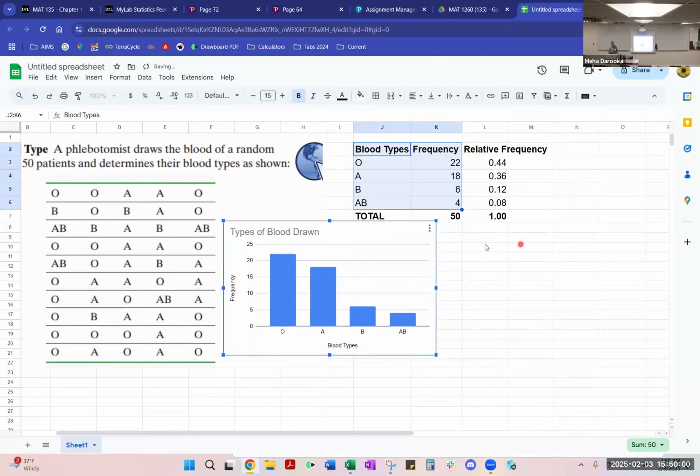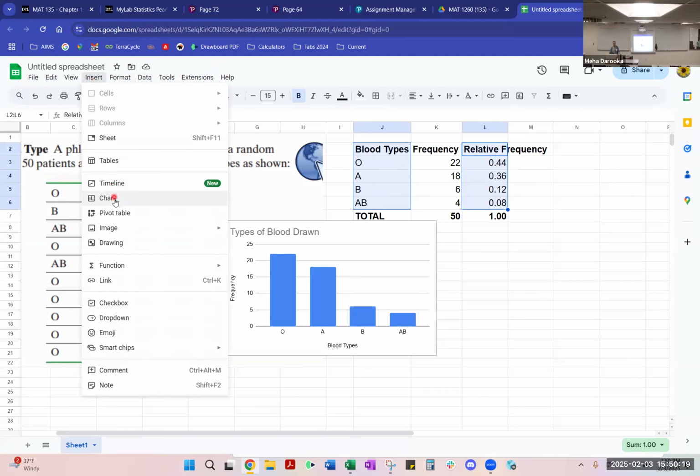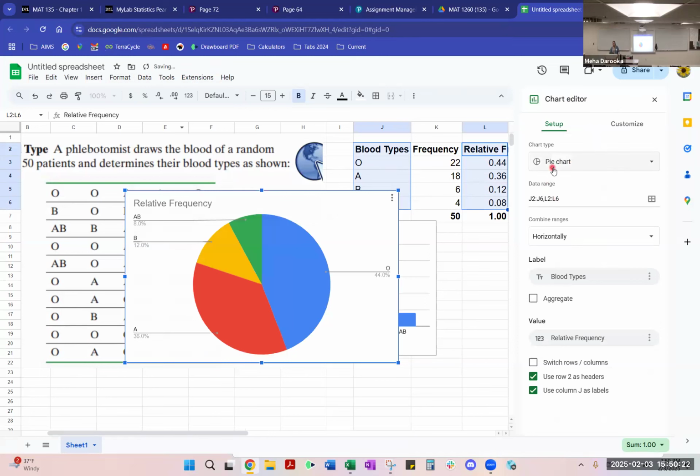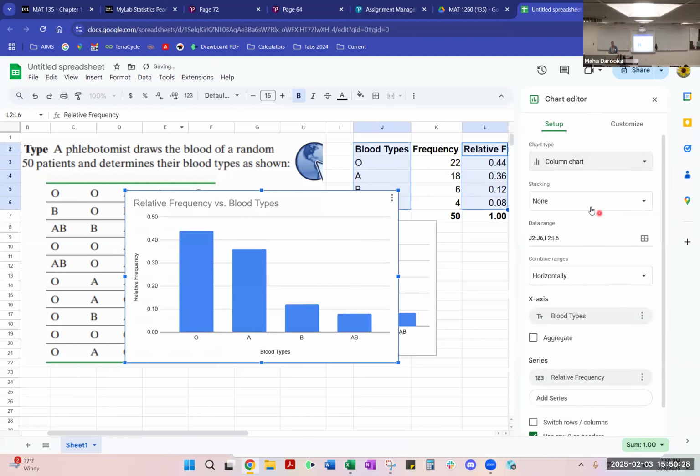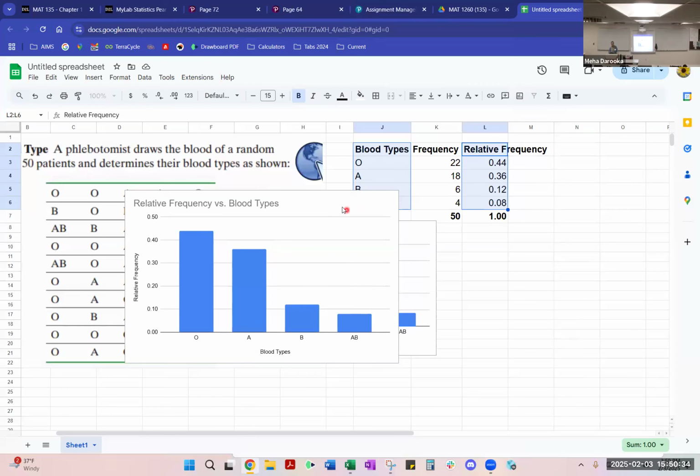Now, to be able to create a relative frequency, of course, you would again still need the blood types. And then we can say, okay, I want to select the relative frequency column. So I use the control key on my keyboard to select the two columns, since they're not next to each other. And then same process, you would go under insert, you would go under chart. And you can again see by default, it's selecting the pie chart, but we can say again, I want a column chart. And this time, you should notice that we have the same graph, but this one is now based on relative frequency instead of frequencies.